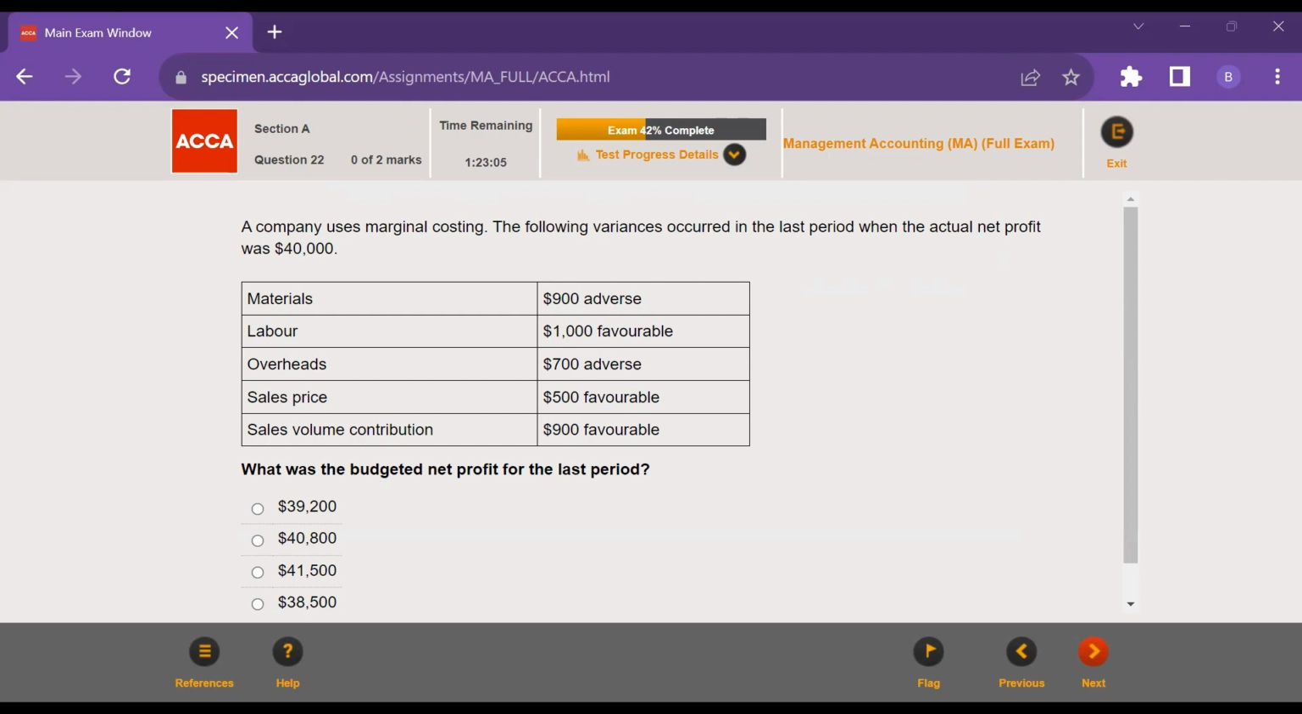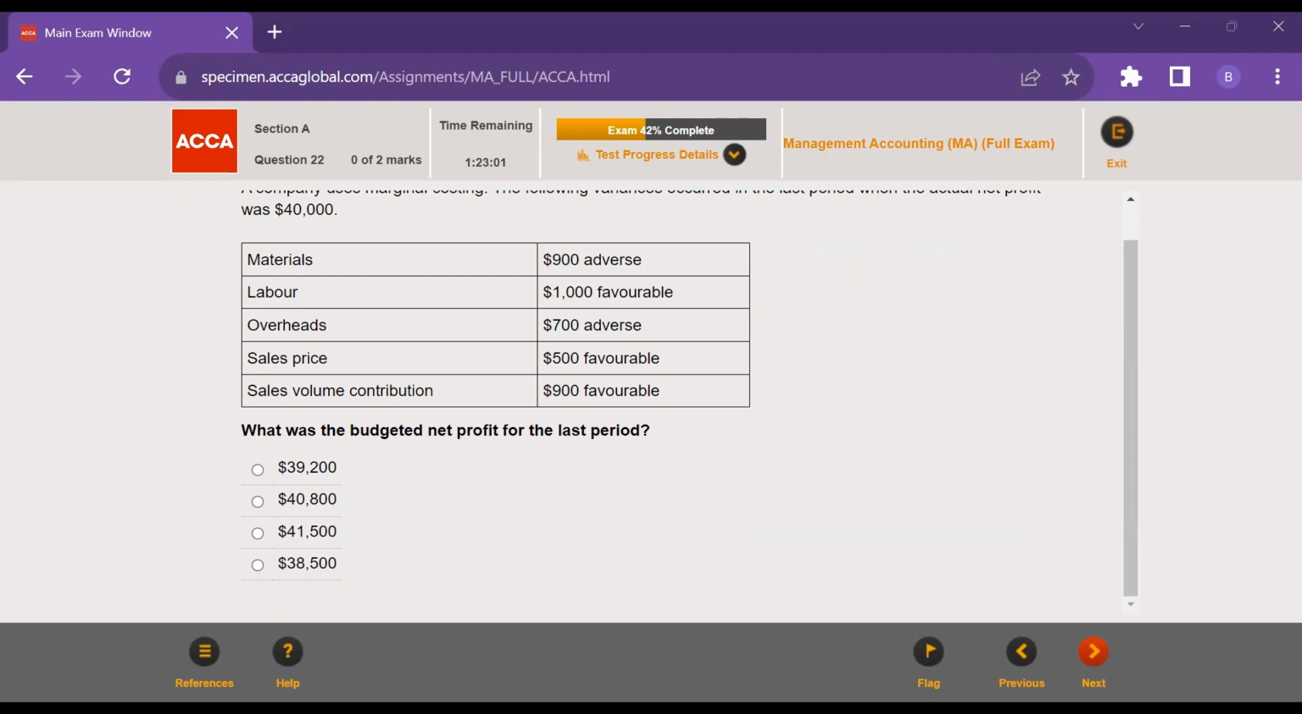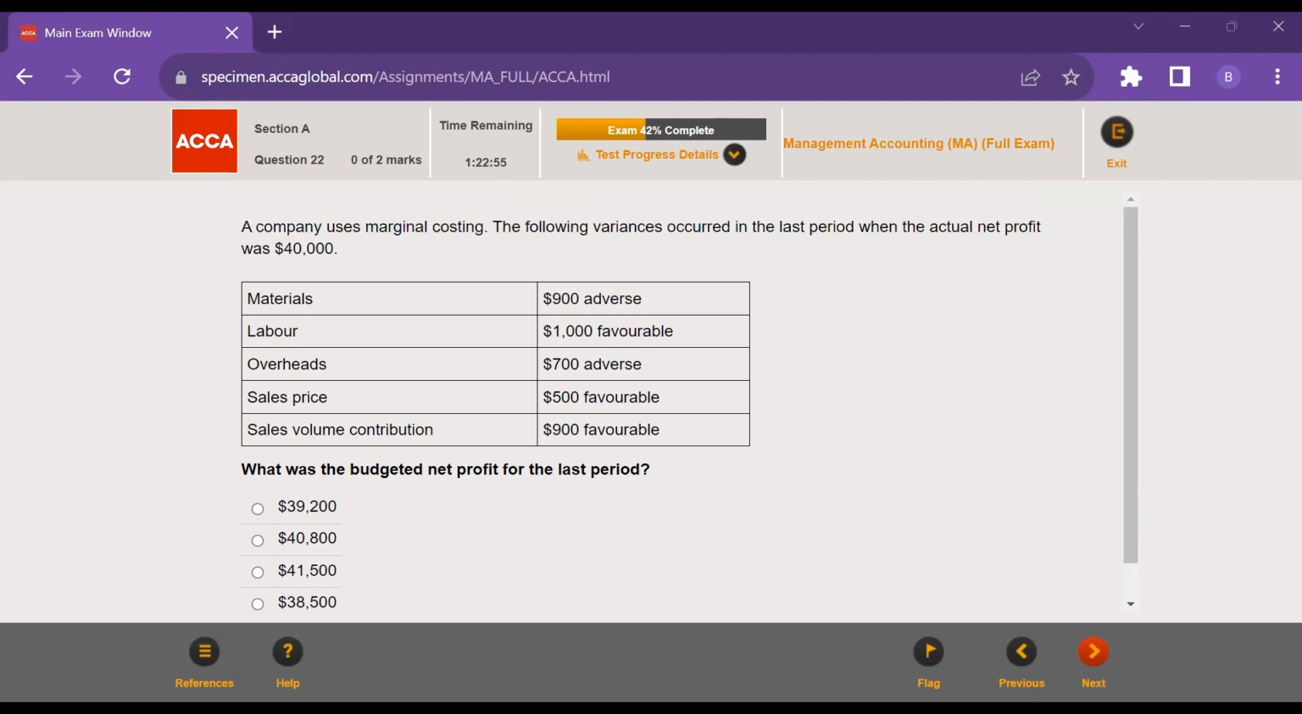So we have materials, labor, overheads, sales price, volume contribution, and then we have to find out what is the budgeted net profit for the last period. So what we will be doing over here is that we will be considering what all we have to take to find out the net profit, right? So we see over here that the actual net profit was $40,000. So everything will be worked out from this starting point.